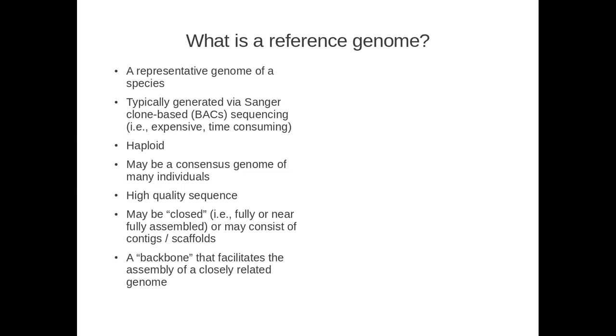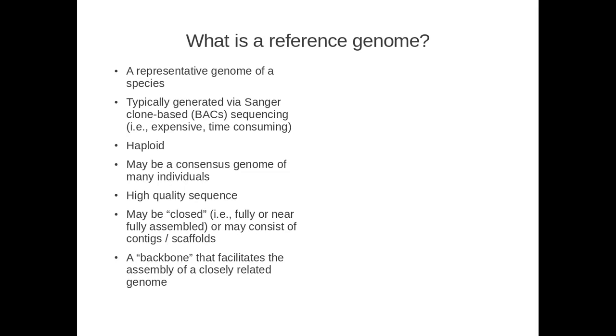The genome is typically what we refer to as the haploid complement, as I already mentioned. So we're effectively taking what you would inherit from one parent. I should mention that it can be a consensus of many individuals. It's not just a single individual that is being represented in that reference genome. It's high quality sequence. It can be closed, as in some of the better sequenced genomes, like in plants, Arabidopsis and rice, and in humans, the genome is virtually closed. Or it may consist of many contigs or scaffolds.